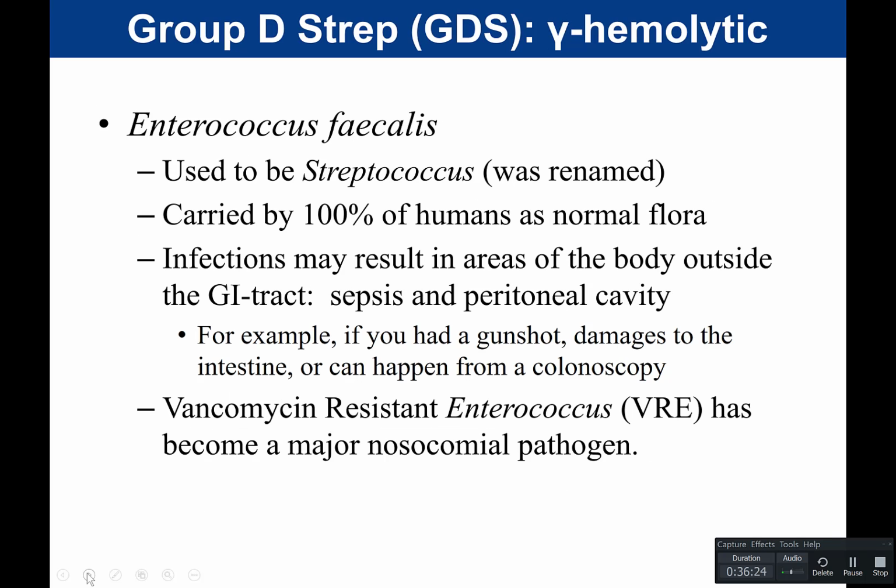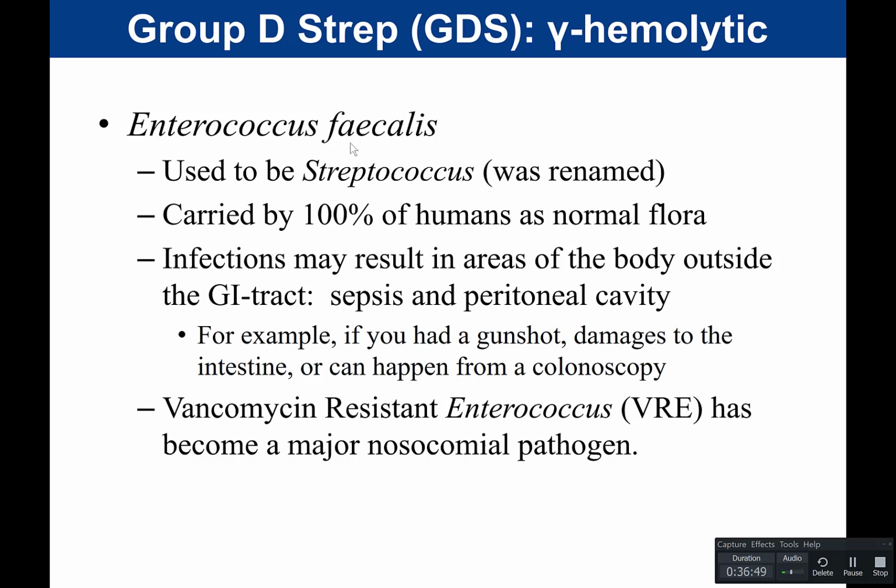Group C strep we're not going to talk about because Group C strep is related to animals. And so we're going to skip over Group C. Group D strep is going to be gamma hemolytic, which remember means no digestion of red blood cells. We have our Enterococcus faecalis. Again, it used to be called Streptococcus enterococcus and it was renamed.